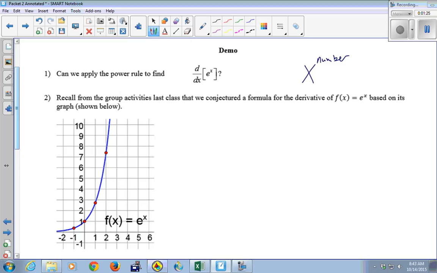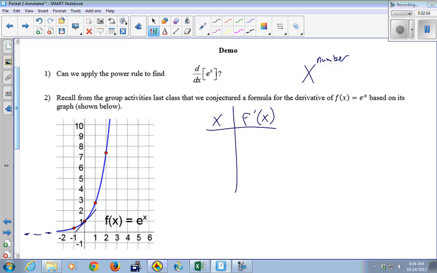Okay, so in the group activities of last class, you all conjectured a formula for the derivative of e to the x based on its graph. If you were trying to sketch the derivative of e to the x, you could say, really far to the left, my tangent lines are all pretty flat. So when you go really far to the left, your derivative function is going to be near 0. And then at the point (0, 1), if you draw a tangent line, it looks like it has a slope of 1.